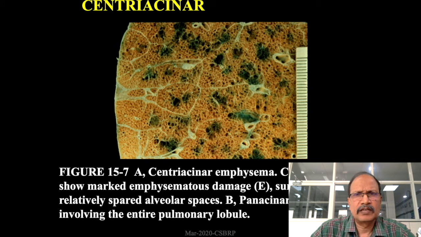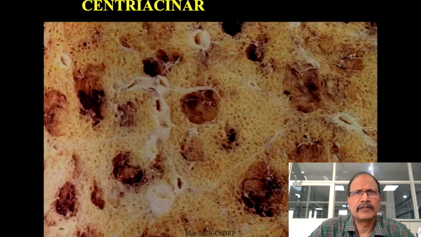And the lung cut surface in centriacinar emphysema, you can appreciate the lobule with white demarcation, and look at the center of the lobule. The air spaces are dilated here, and the color of the dilated air space also is black. It is due to deposition of carbon particles, which may be seen in smoking or coal worker's pneumoconiosis. And this is a common appearance of the centriacinar variety of emphysema.